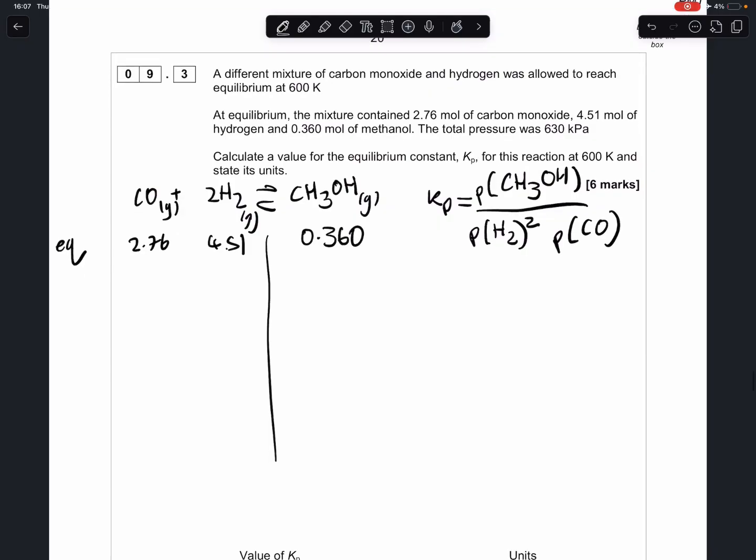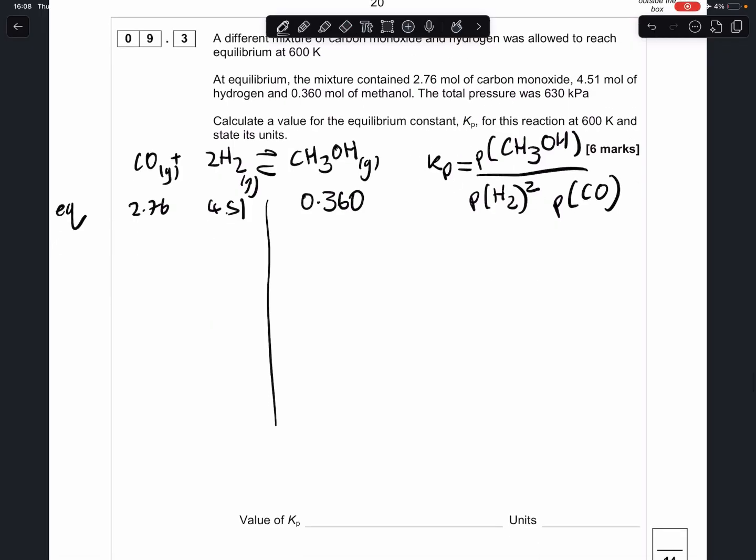Now we need to think, how are we going to turn the moles that we've been given into partial pressures to put into the Kp equation? First of all, we need to calculate the total moles, because the only way to get to partial pressure is to go from moles to mole fraction, and then if we multiply each mole fraction by the total pressure, we get the partial pressure of each gas, which we can put in the Kp equation.